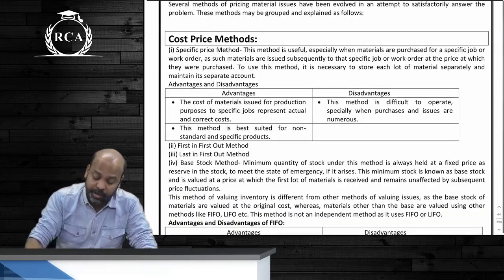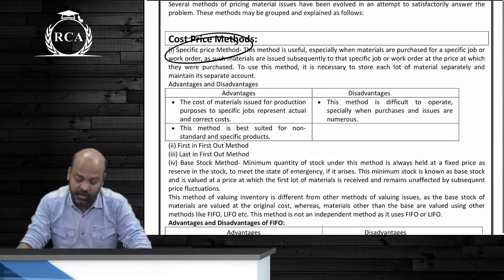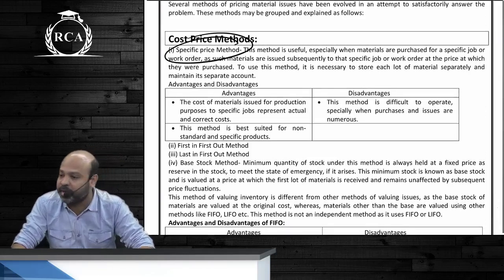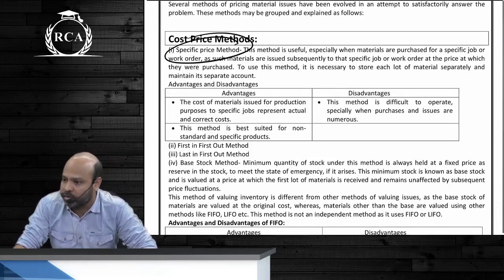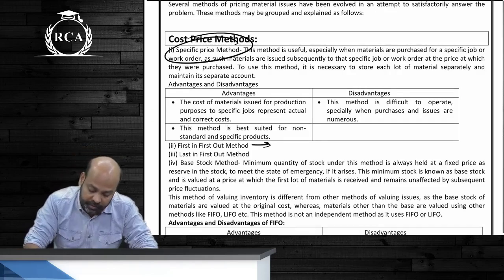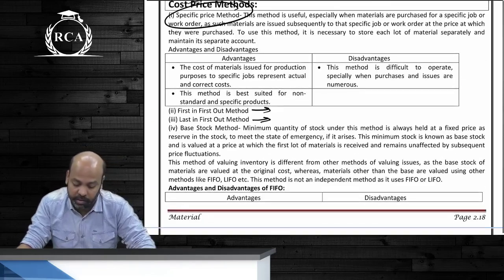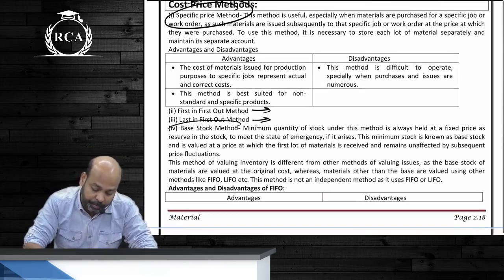So under cost price methods, we have specific price method or specific identification method. समझ में आ गया वो? Yes or no, guys? First in, first out, last in, first out. Are we clear about that? Base stock method.